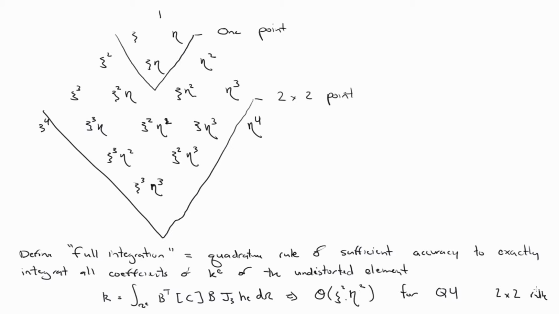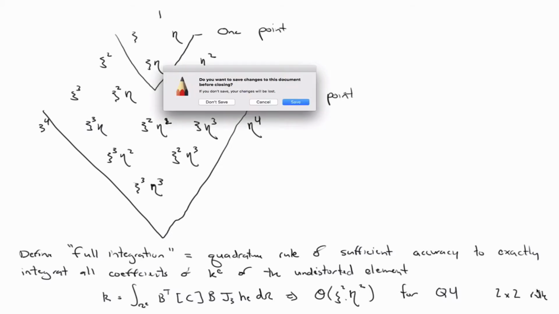If the element is distorted, we still call full integration the rule on the parent element. So whatever rule we define as full integration on the parent element, no matter what the real physical element looks like, that's still the full integration. Right?